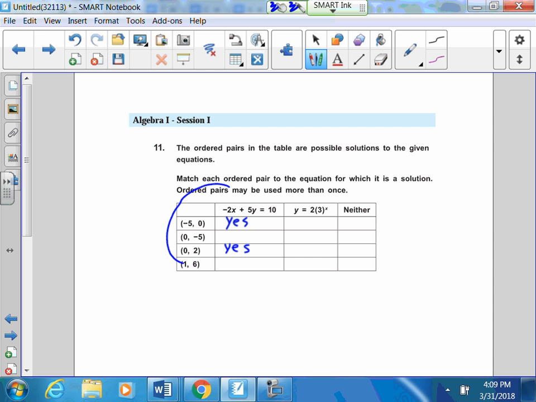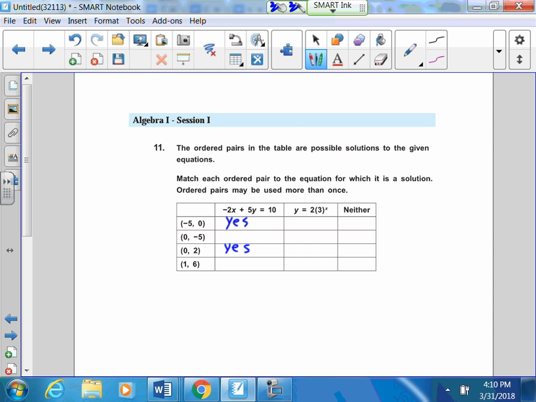And then plug in 1 for x. We get 1 times -2 is -2. Plug in 6 for y. That's going to be 30. That's too big. That's not going to give me 10, so that's not going to work there. So 2 of these work for the first equation.